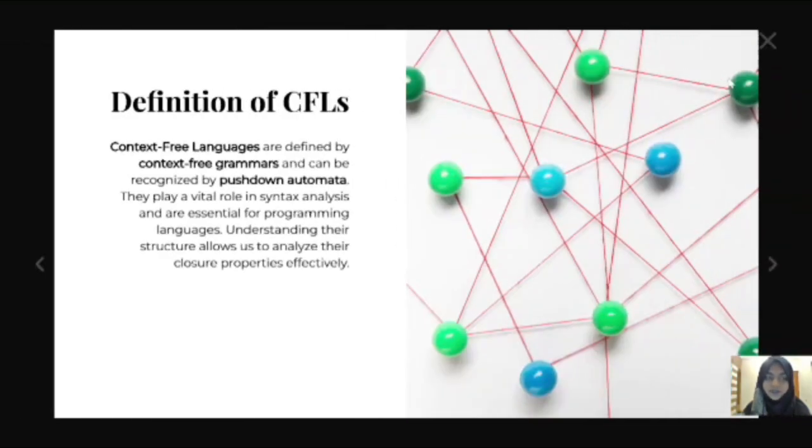Definition of CFLs. Context-free languages are defined by context-free grammars and can be recognized by pushdown automata. They play a vital role in syntax analysis and are essential for programming languages. Understanding their structure allows us to analyze their closure properties effectively.